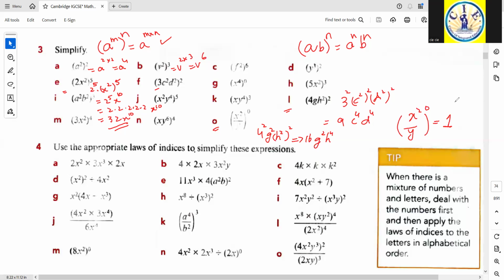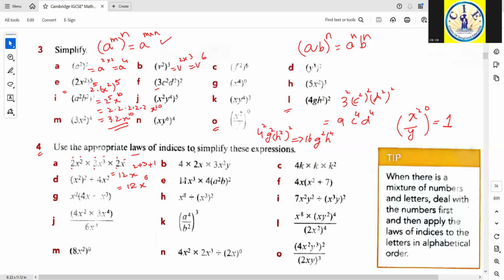Okay, for question number 4 now, use appropriate laws of indices to simplify these expressions. So we need to apply different laws together. Here, 2, 3, and 2. The coefficients are being multiplied together. So we'll write 2 times 3, that is 6. 6 times 2, that is 12. And then x raised to power 2, raised to power 3, and then raised to power 1. All are the powers of the same variable, same base. So that's why we can add them using the first law of indices. So this is 12x raised to power 6.